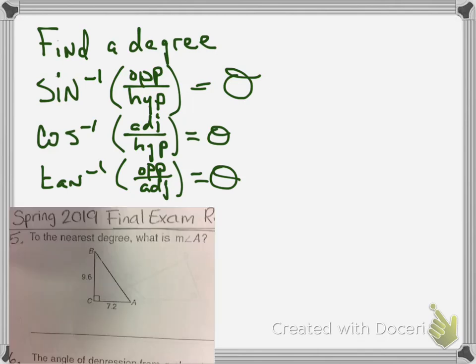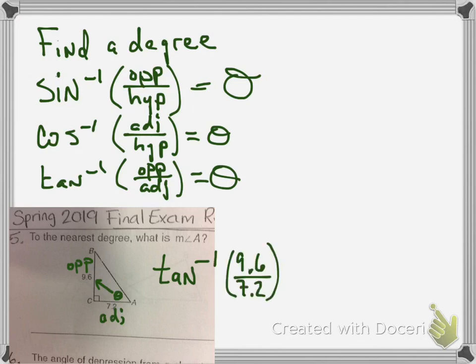So if you look at number 5, you've got 9.6 and 7.2, and here's theta. They want angle A. So 9.6 is going to be the opposite, where 7.2 is going to be the adjacent. So that's opposite and adjacent, so that's tangent. Tangent inverse, 9.6 over 7.2. Press enter, and it would tell you 53 degrees. So that one would be 53 degrees.